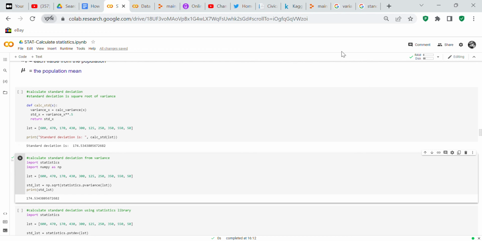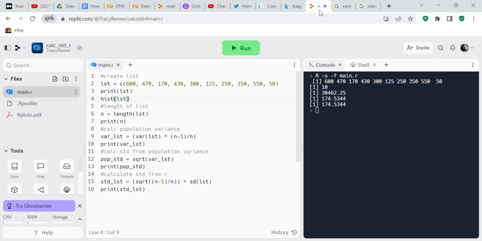And now we're going to go into R, and we're going to look at it in R. Basically, what I have done is I have translated the code from Python to R. So we've got the list, to create your list, and then we print the list. Just wanted to make sure we had everything there. We made a histogram of the list. I've already shown you that. So n is the length of the list, which means you've got 10 elements in the list.